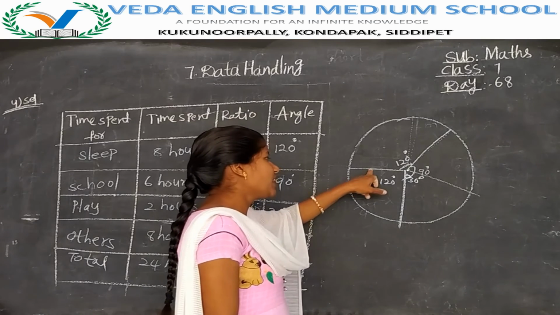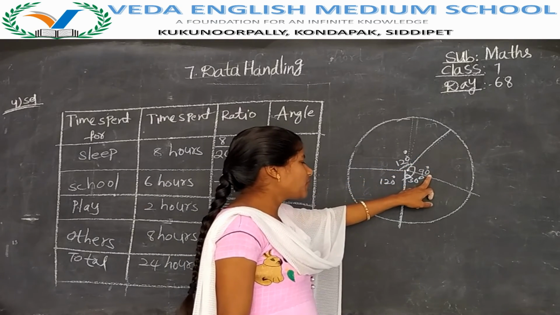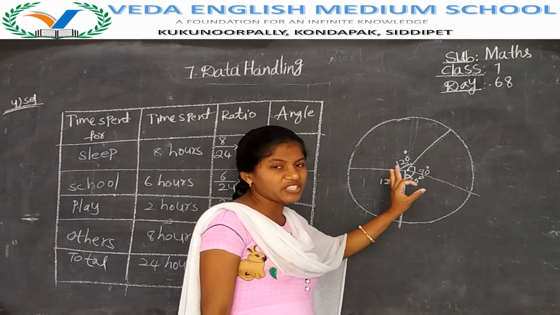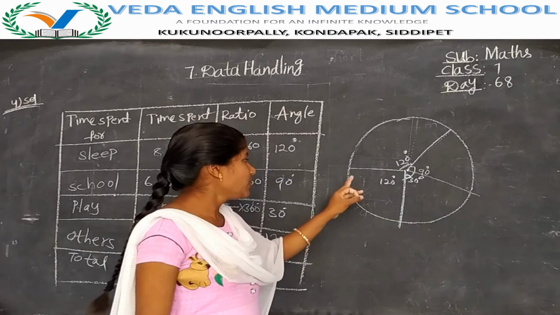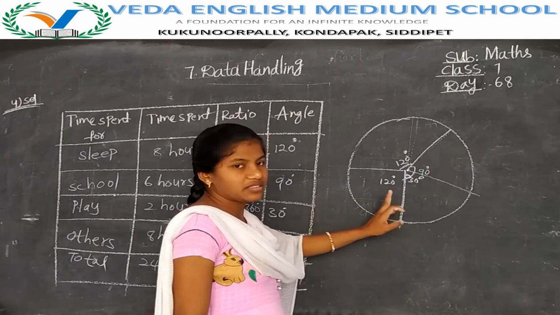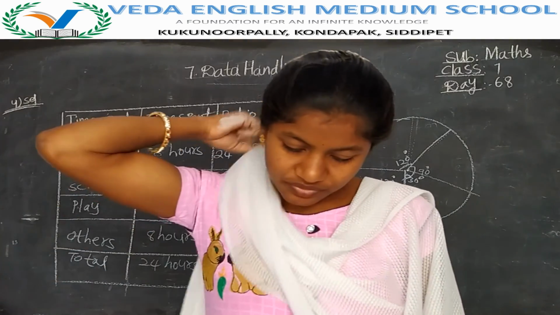First keep your protractor here, draw 120. Again keep your protractor here, draw 90. Keep your protractor here, draw 30. Keep your protractor here, draw 120. Then it is a pie chart. Pie chart has completed. Okay. Then here you have to write sleep, school, play, others. Okay. Then the fifth question is there.